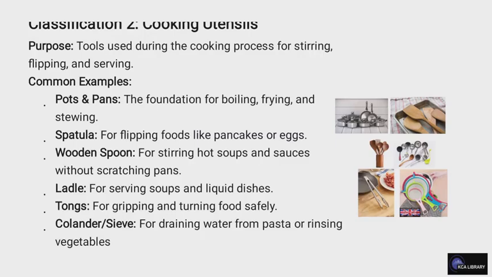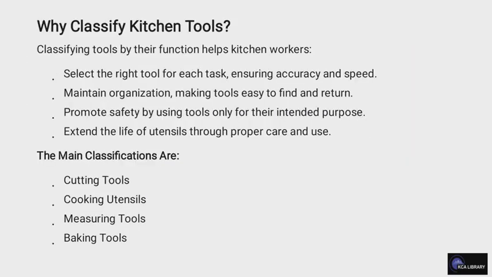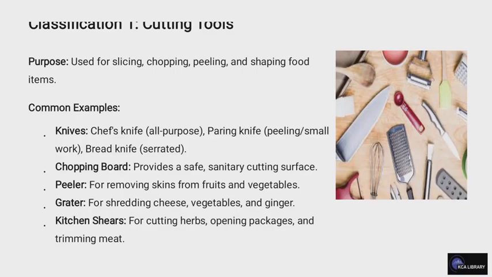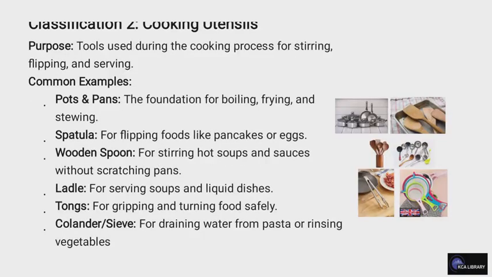Cooking utensils. The purpose of cooking utensils, tools, sorry, tools used during the cooking process for stirring, flipping, and serving, and they include pots and pans, which are the foundation for boiling, frying, and stewing. We have the spatula. This is for flipping food like pancakes and eggs. We have the wooden spoon for stirring hot soup and sauces without scratching the pan.